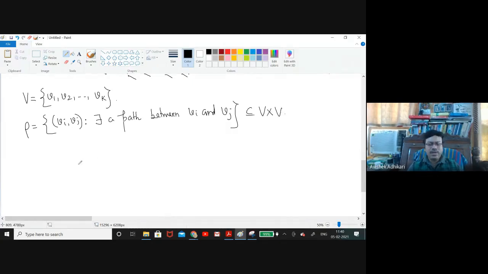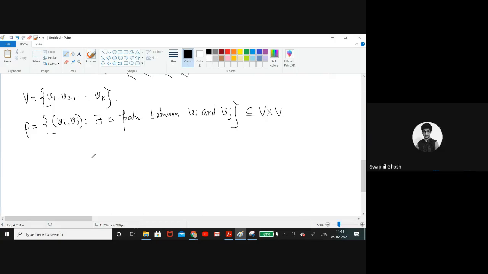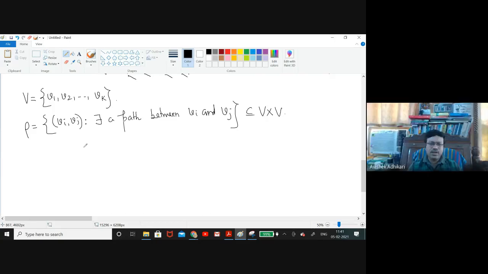Now, can somebody tell me what is a relation on a non-empty set? What is the definition of a relation on a non-empty set? So it is a subset of V cross V. If I consider a relation on a set V, then a relation is nothing but a subset of V cross V. Now, can somebody tell me how many relations can we have on a set of V elements?